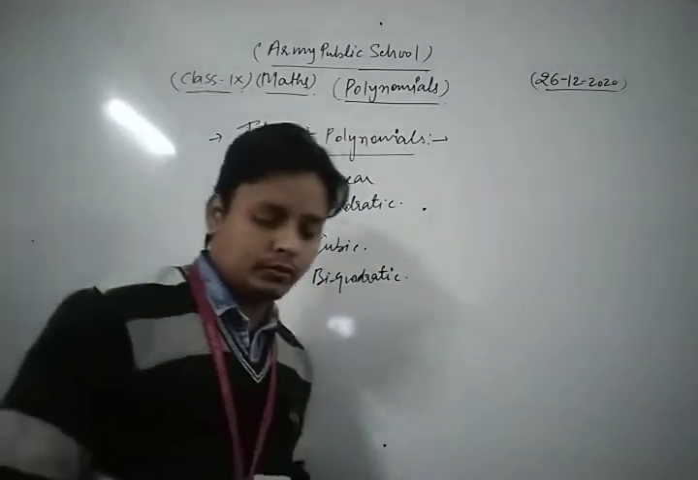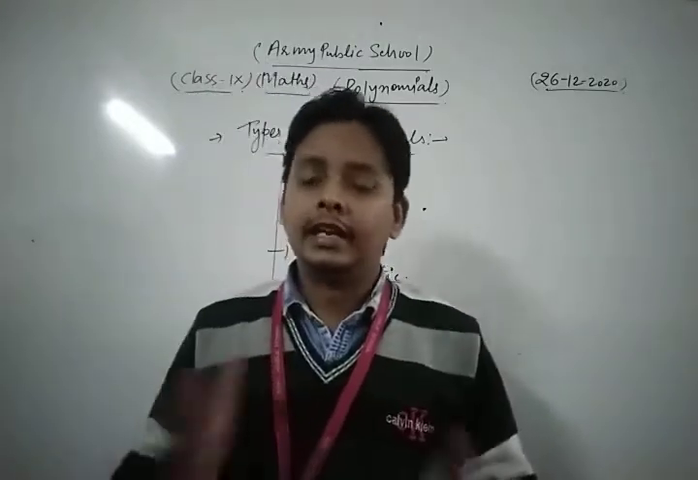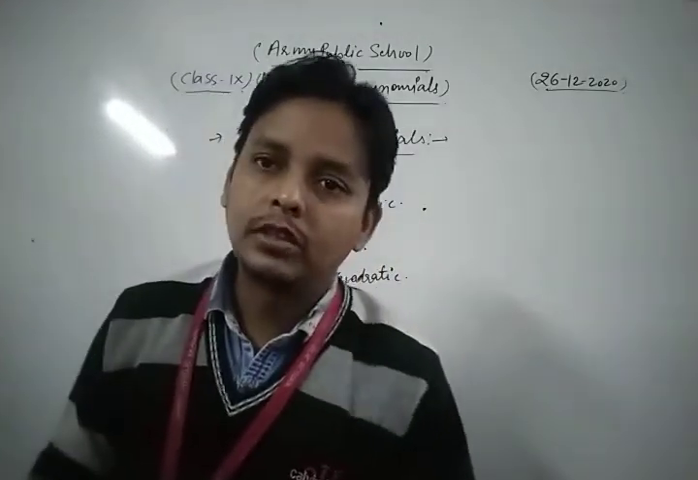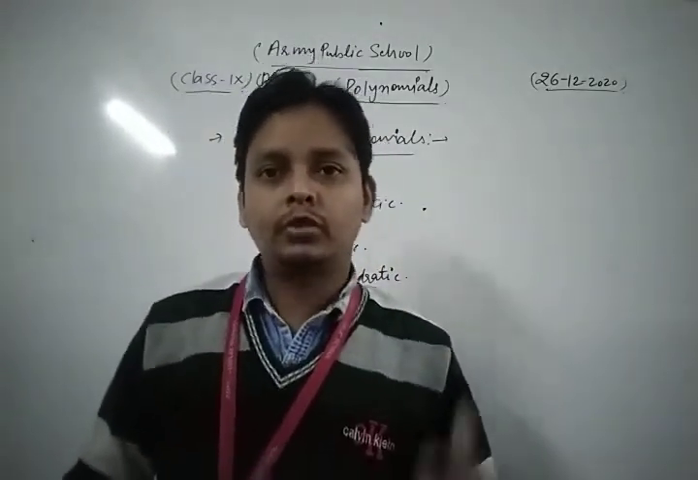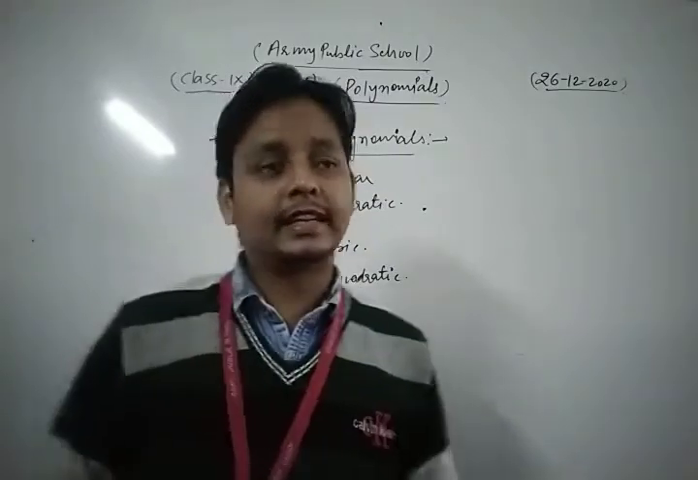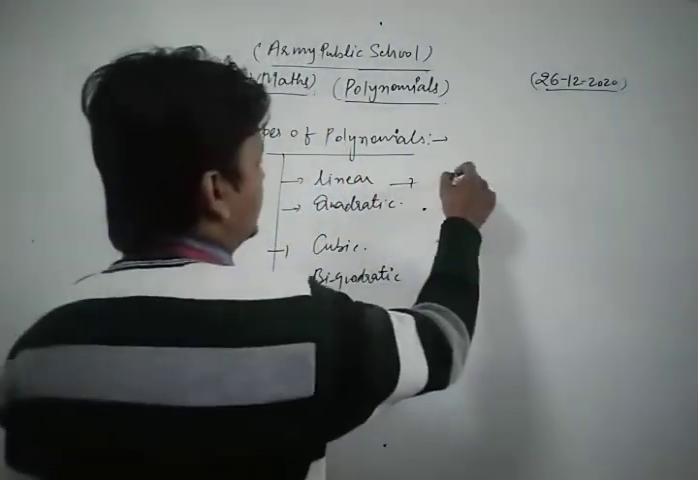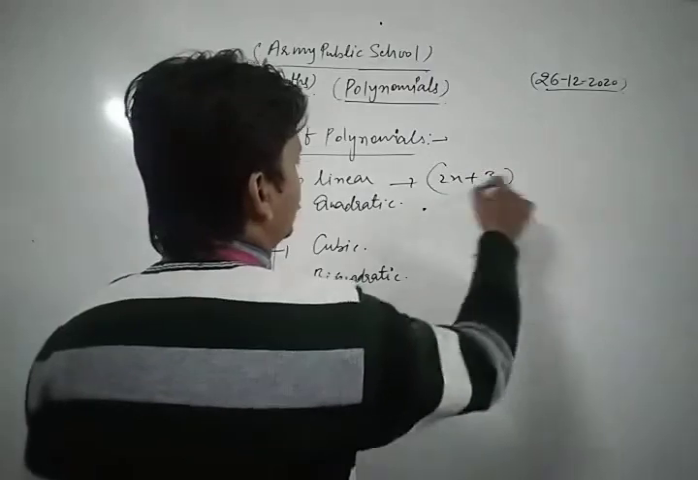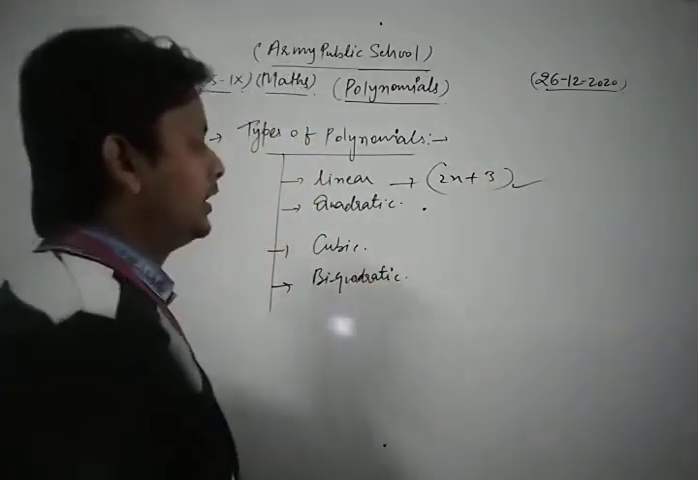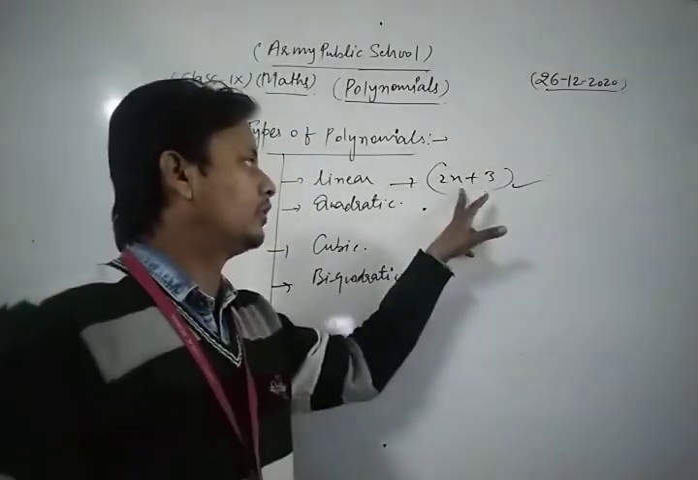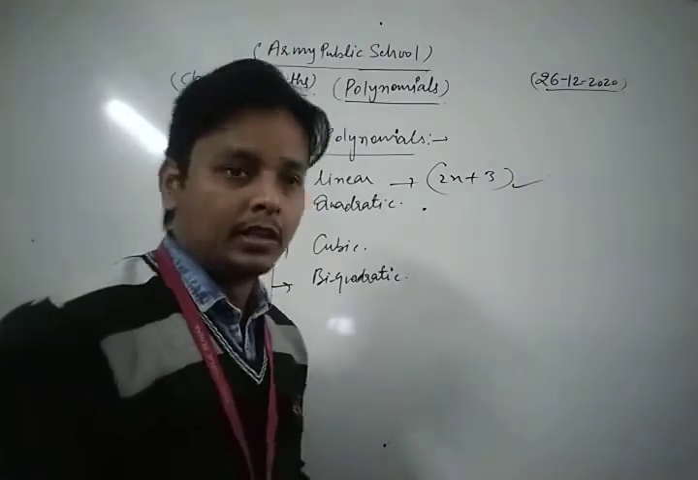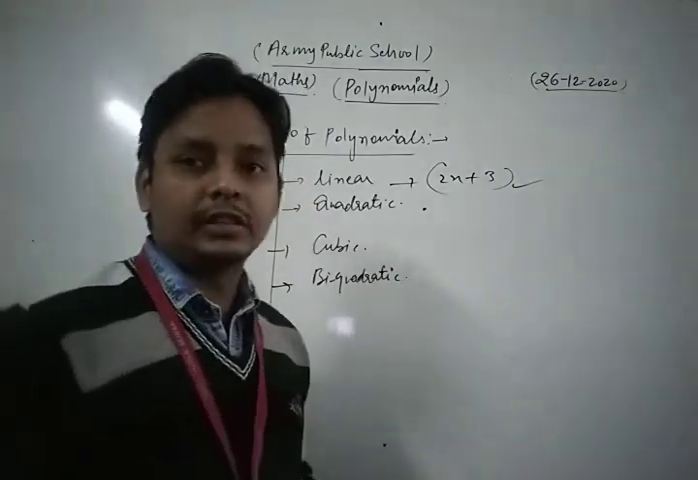Dear students, first of all we discuss the linear polynomial. A polynomial of degree 1 is known as linear. An example of linear is 2x plus 3. Dear students, this is a linear polynomial because the highest power of the variable here is 1.